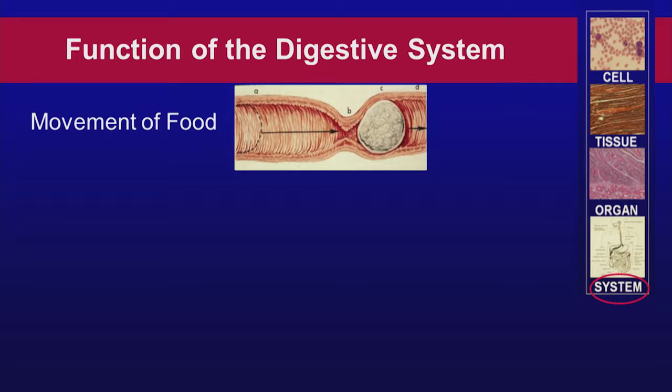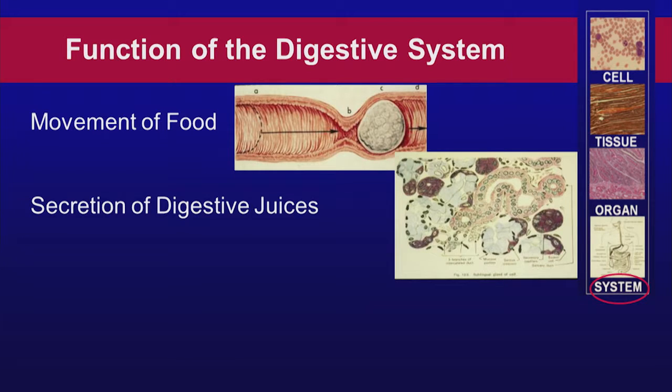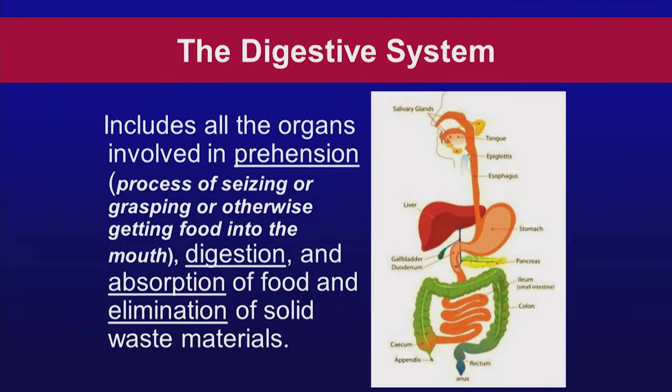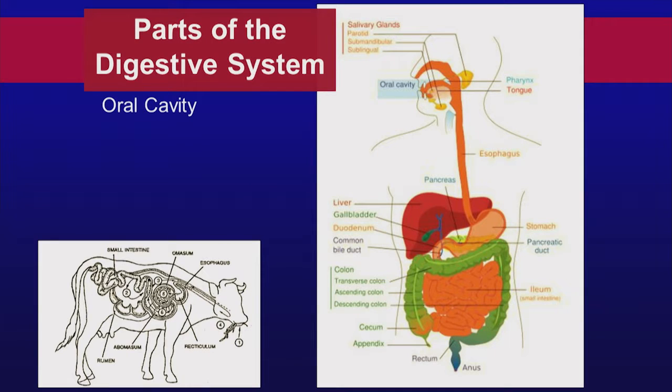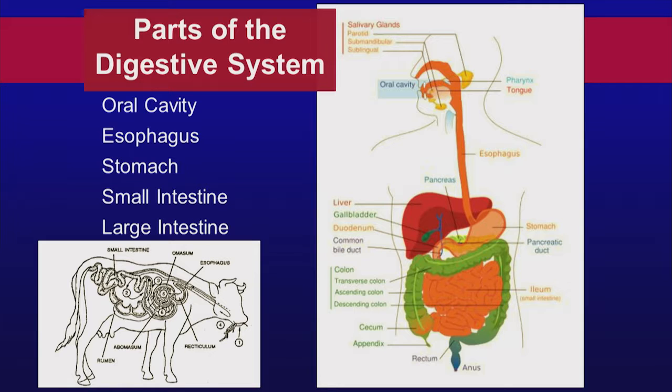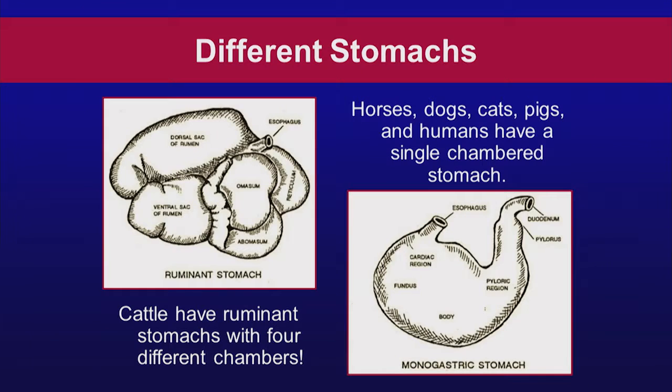So the digestive tract is another system. It moves food, it secretes things, and it absorbs things is what it does. So you have the intake of food, you have digestion of food, absorption of food, and the elimination of the waste products. And you can see the different parts. You've got the oral cavity, the esophagus, the stomach, the intestines, and the large intestine that we see there.